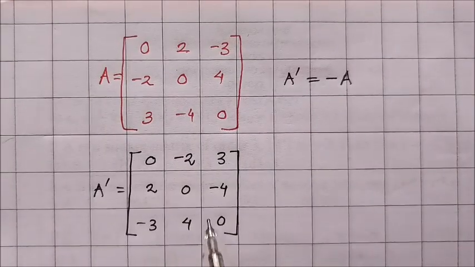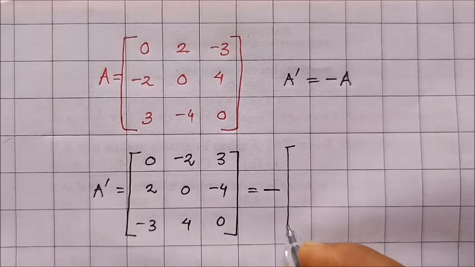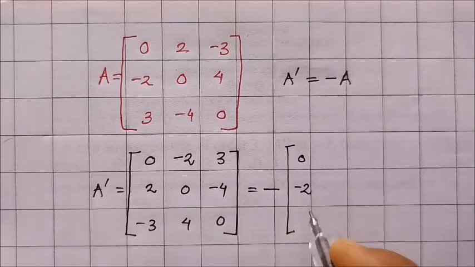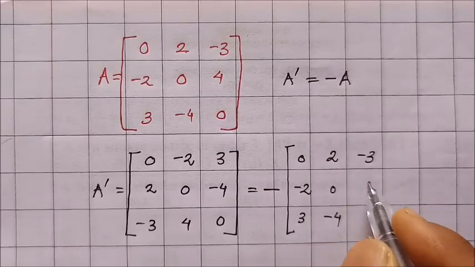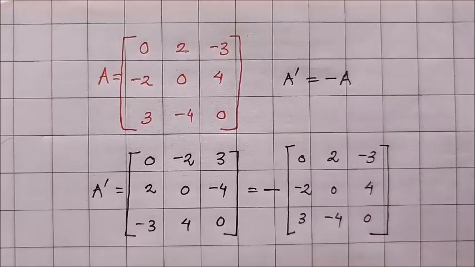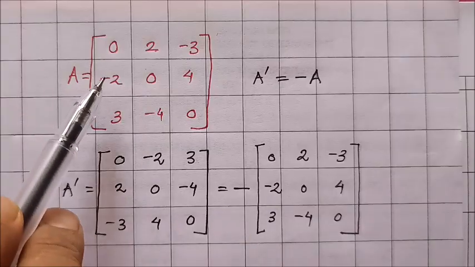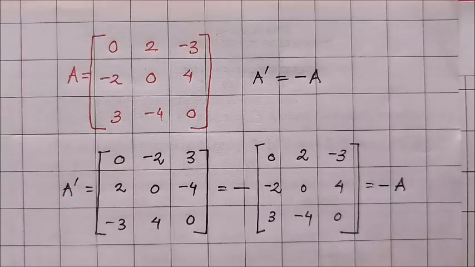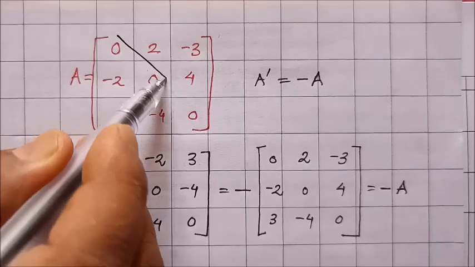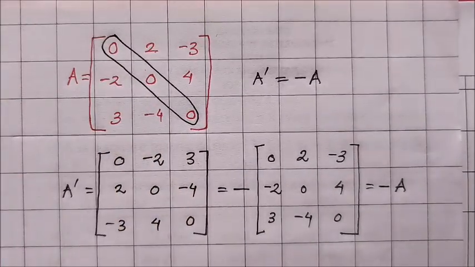And what do you observe from this matrix? If I take a minus sign out, then the remaining part will be 0, minus 2, 3, 2, 0, minus 4, minus 3, 4, 0. So this is your A transpose, and what we see, this matrix and the original matrix A is same. That means we get minus of A. So this is a skew symmetric matrix, and in case of skew symmetric matrix, the diagonal elements are always 0, and it is a property of skew symmetric matrix.